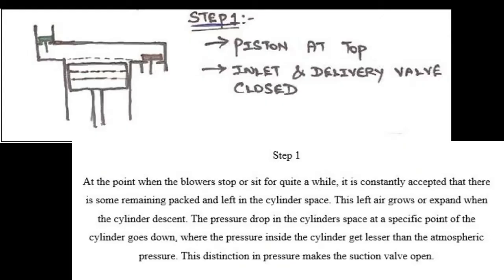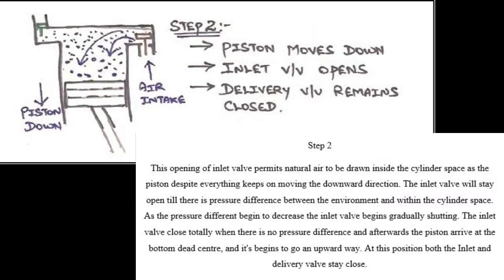For step 1, at the point when the compressor stops and sits for quite a while, it is always assumed that there is some remaining compressed air left in the cylinder space. This left air expands when the cylinder descends. The pressure drops in the cylinder space at a specific point of the cylinder stroke, where the pressure inside the cylinder gets lower than the atmospheric pressure. This difference in pressure makes the suction valve open. Next step, step 2.